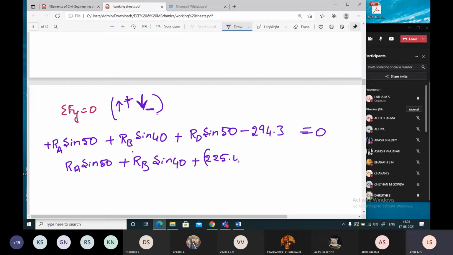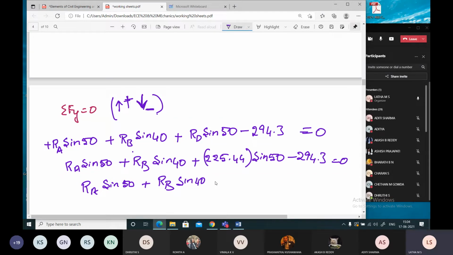225.44 into sin 50, 294.3 is equal to 0. You are all very good at the simplification, but still I am doing it so that I can help somebody who is not.